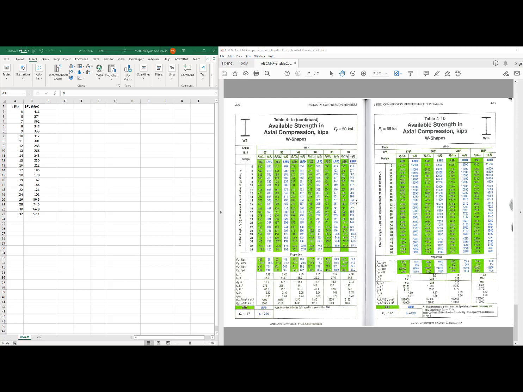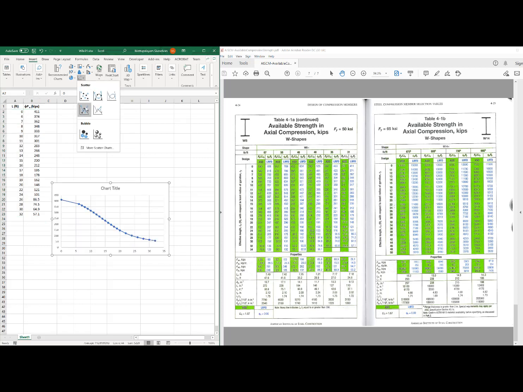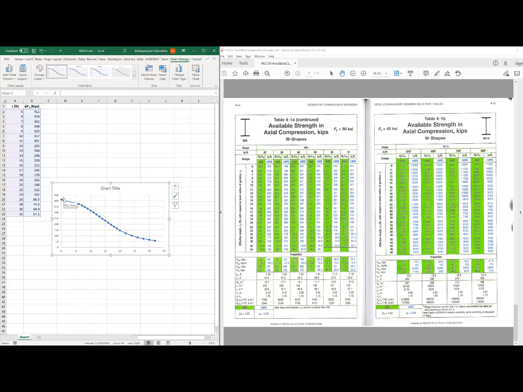directly as 230 kips. Now, just to understand how this chart works, I have copied the length and phi times Pn into this Excel spreadsheet. So if we plotted these two, we see that we get the kind of compressive strength curve that we talked about a little bit earlier.